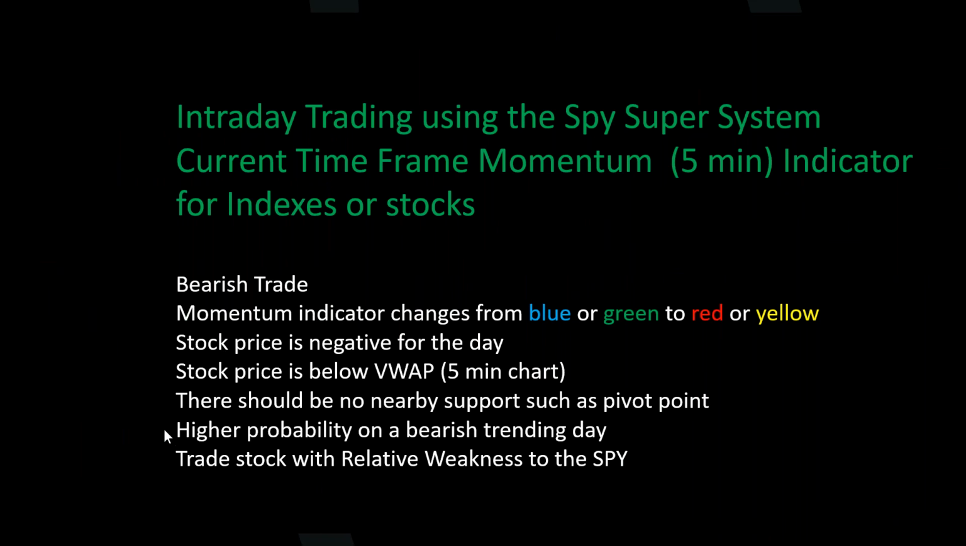Obviously, if the market's trending down, you take a short. If the market's trending to the downside, you're going to be able to get more out of that. And trade stocks with relative weakness to the SPY. So these are basically the criteria setup that you're going to take for trading indexes or stocks.